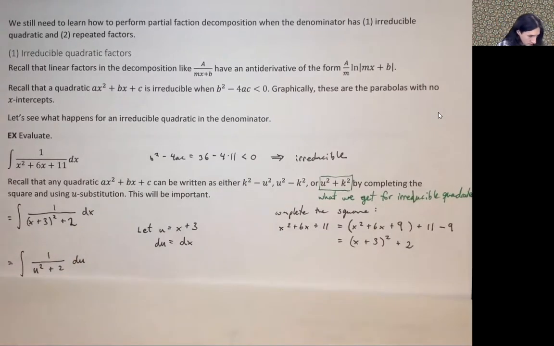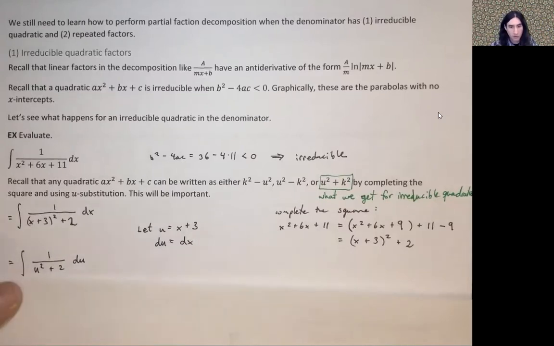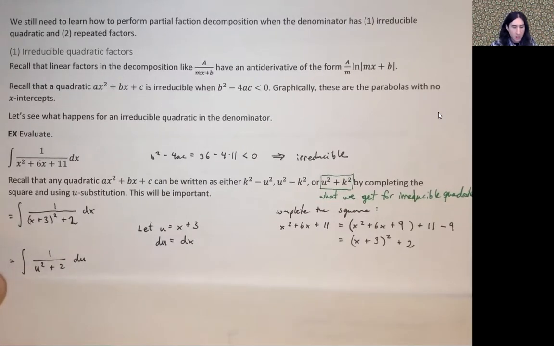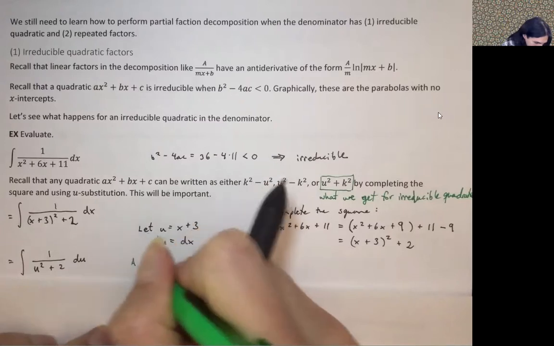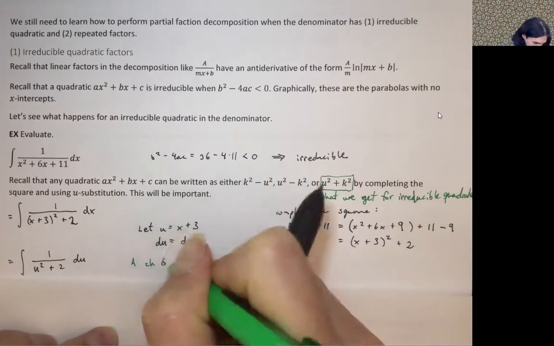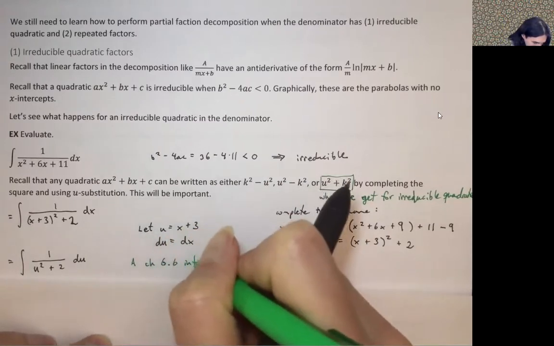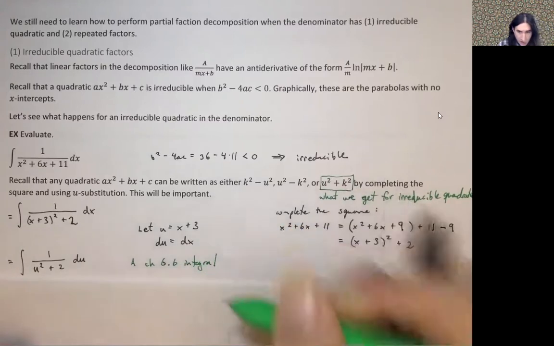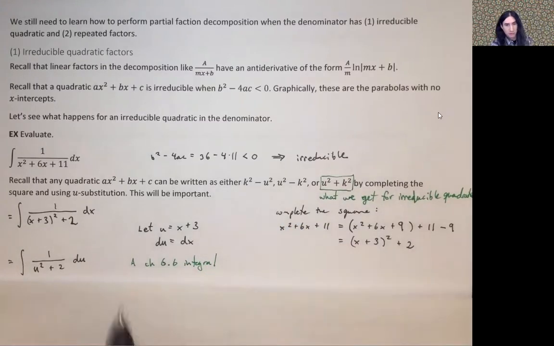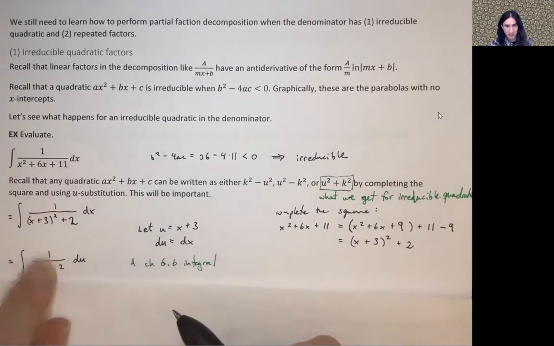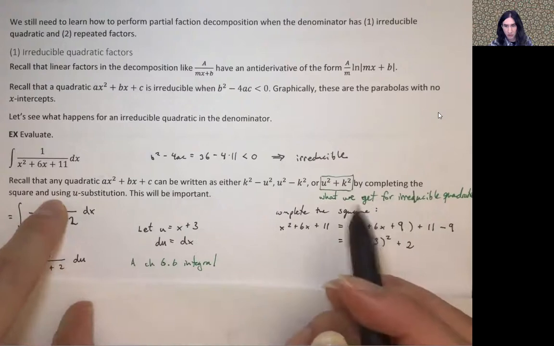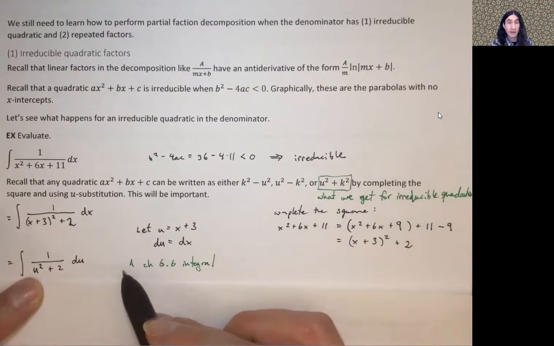So this is exactly the sort of scenario that we would have been in chapter 6.6. So I guess it's not entirely true that we haven't done these before. It's just that we haven't done them in this disguised form before. We had to do this tricky completing the square and u sub to make it look like it.